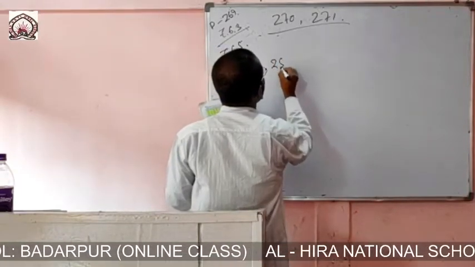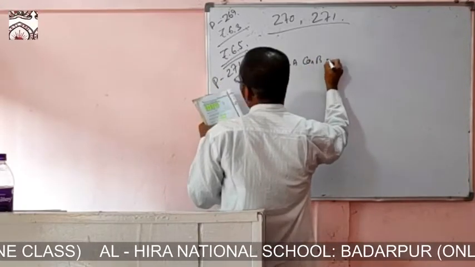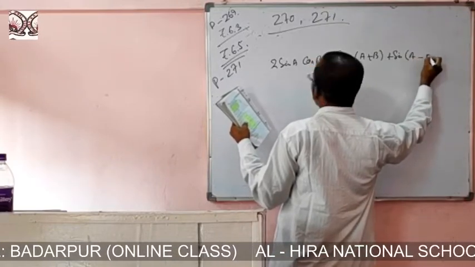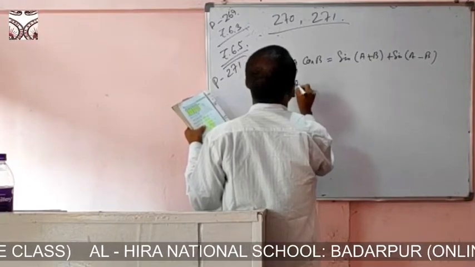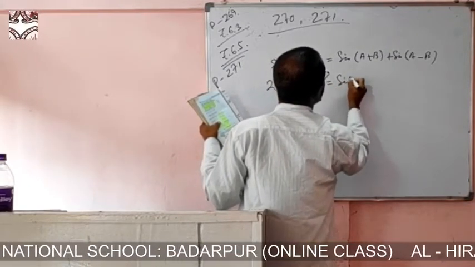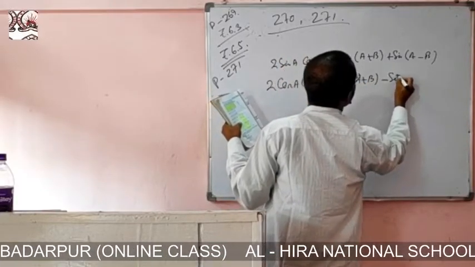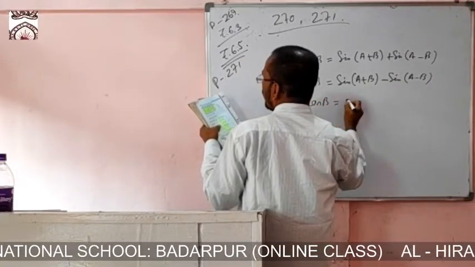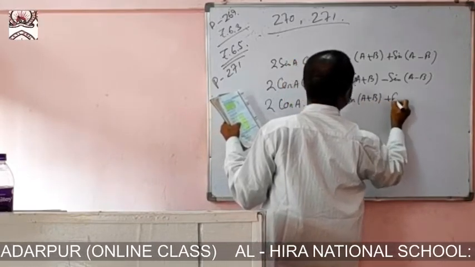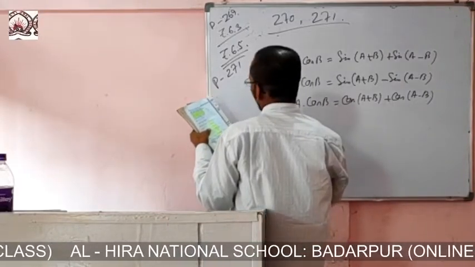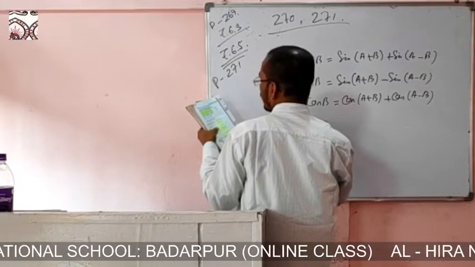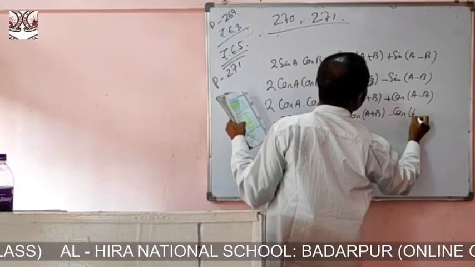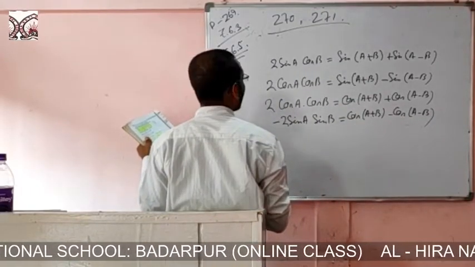Remember, twice sin a cos b will be sin(a plus b) plus sin(a minus b), and then twice cos a sin b is equal to sin(a plus b) minus sin(a minus b), and then twice cos a cos b will be cos(a plus b) plus cos(a minus b), and then minus twice sin a sin b will be cos(a plus b) minus cos(a minus b). These four formulas are there.